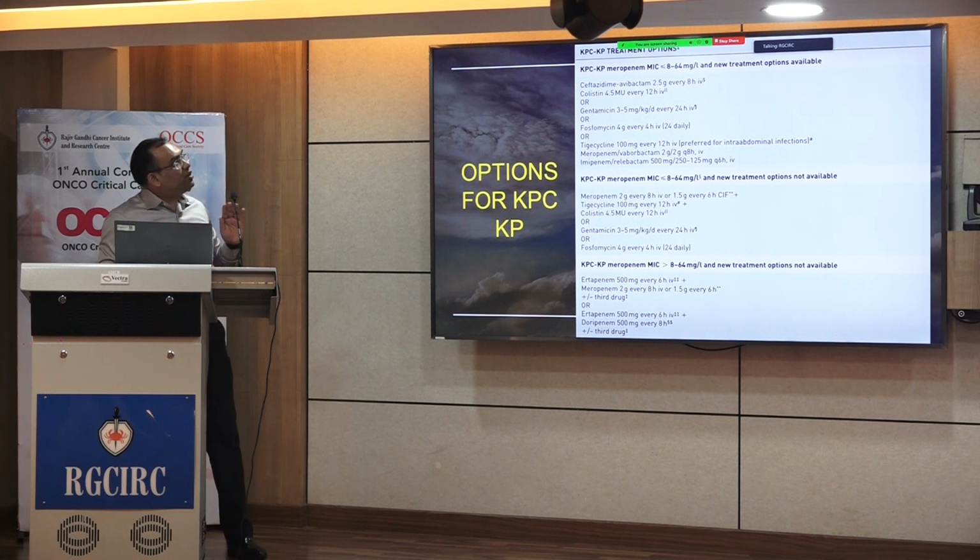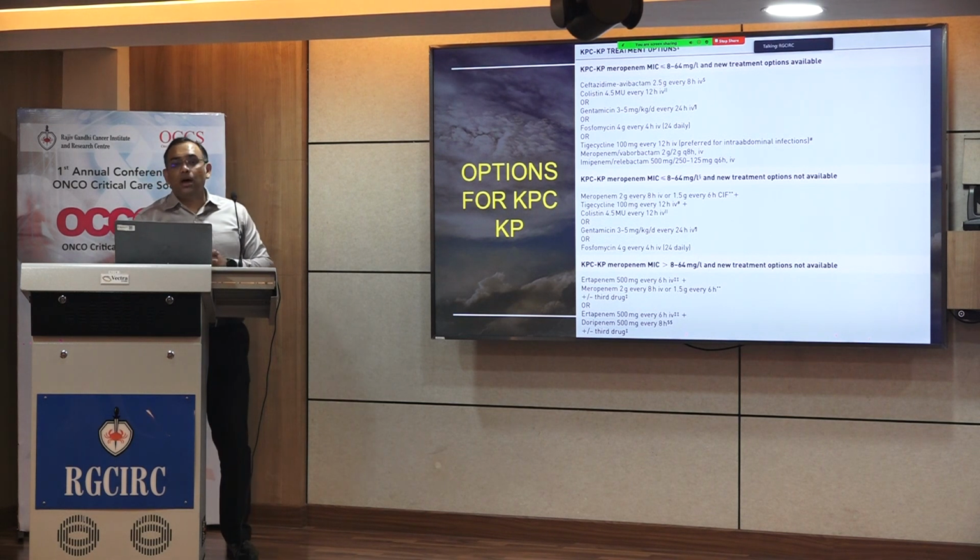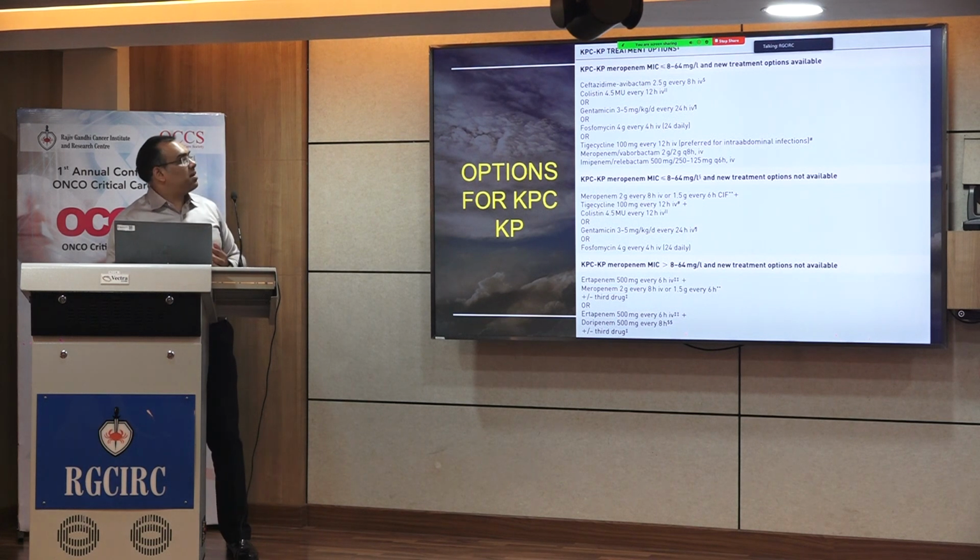So if you want to treat your KPC Klebsiella and your MIC is less than 8 for meropenem, then the options available are ceftazidime-avibactam along with colistin, or you can add gentamicin or fosfomycin or tigecycline.